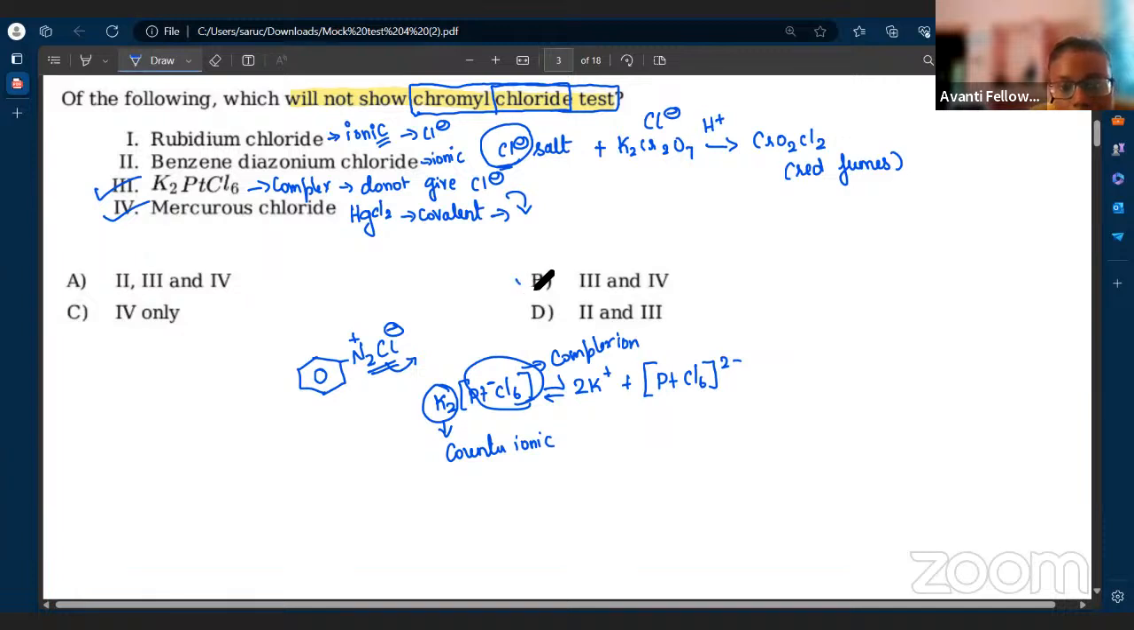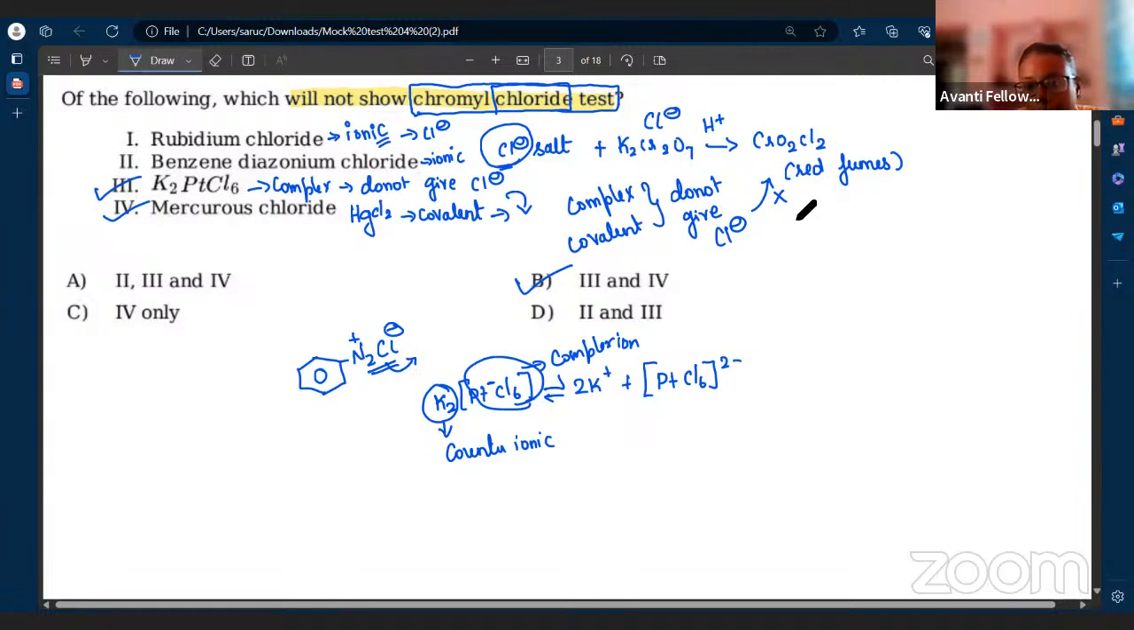So everyone got this question? Clear with this question? Only ionic compounds will give out Cl minus, so those will show the chromyl chloride test. If it is a complex or a covalent compound, then it will not give Cl minus ion. Therefore, it will not show the chromyl chloride test. Yes, clear with this question, everyone? Shall I move to the next question? Yes, fine.